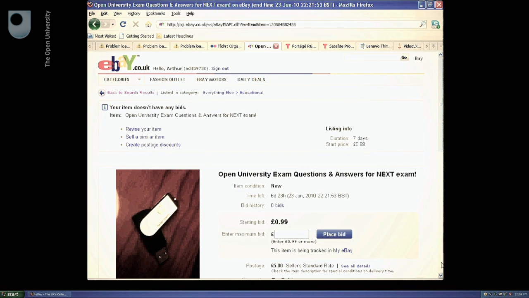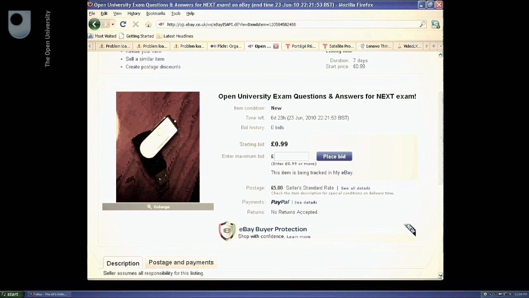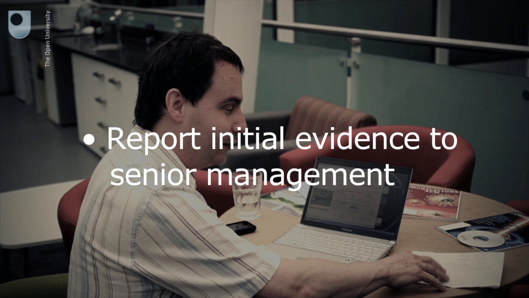The investigation starts okay with the initial indication that something illegal might be happening. But I quickly got carried away and started getting people to order things for me on eBay. Stumbling across some evidence is one thing, but carrying out an entire investigation on my own is another. Once I had the initial evidence, I should have reported it to senior management.